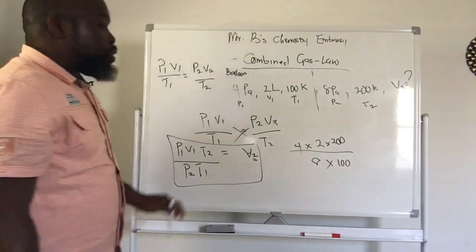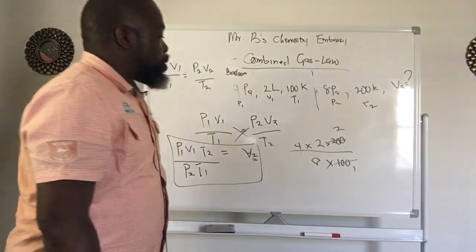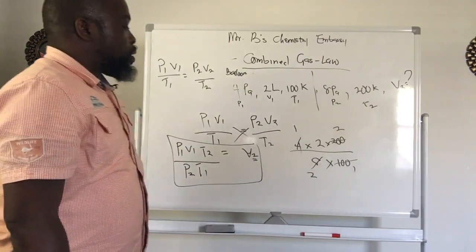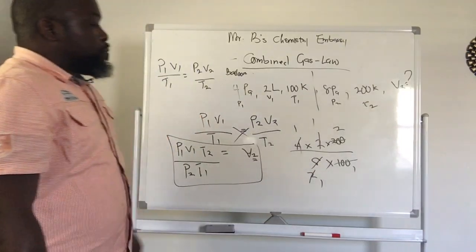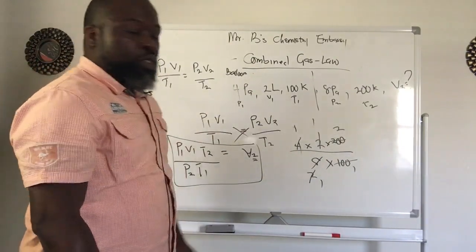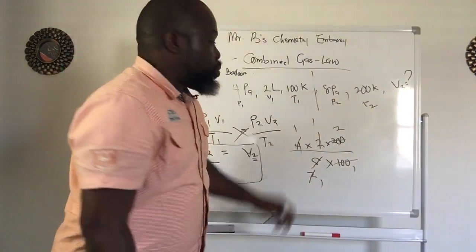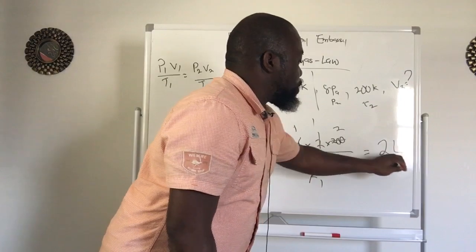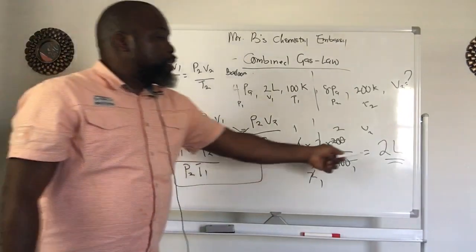If you want to go ahead and use your calculators, let me do it manually. So 1 and 2, 1 and 2. Then 2 goes there, 1, 2, 1. So what am I left with? 1 times 1 times 2 is 2. So 1 times 1 is 1. 1 times 2 is 2. So your new volume is going to be 2 liters. So your V2 is going to be 2 liters.